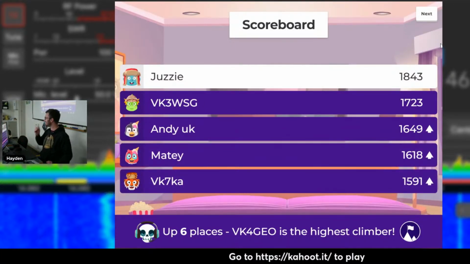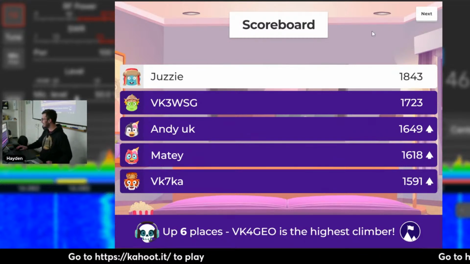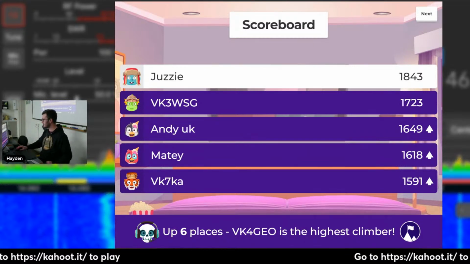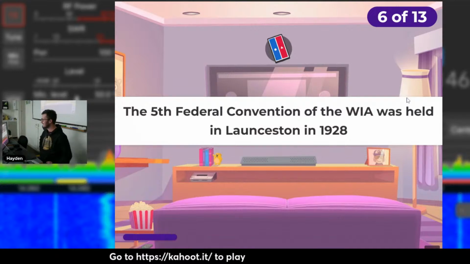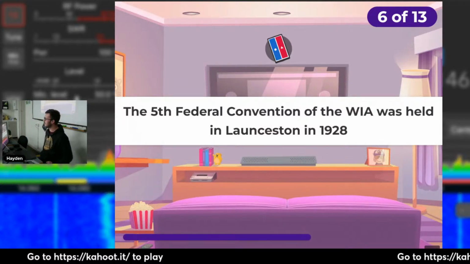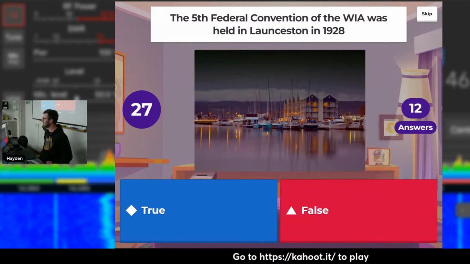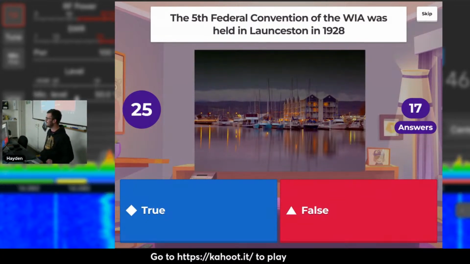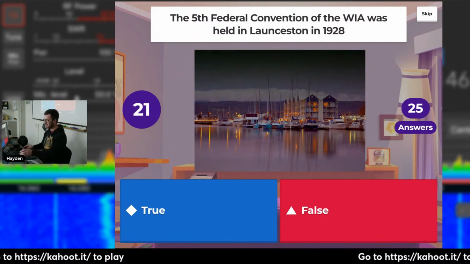Justin still in first place. VK3WSG in second. Andy moves up to third. Matey in fourth. And VK7KA sneakily there in fifth place. The fifth federal convention of the WIA was held in Launceston in 1928. True or false? The fifth federal convention of the WIA was held in Launceston in 1928.